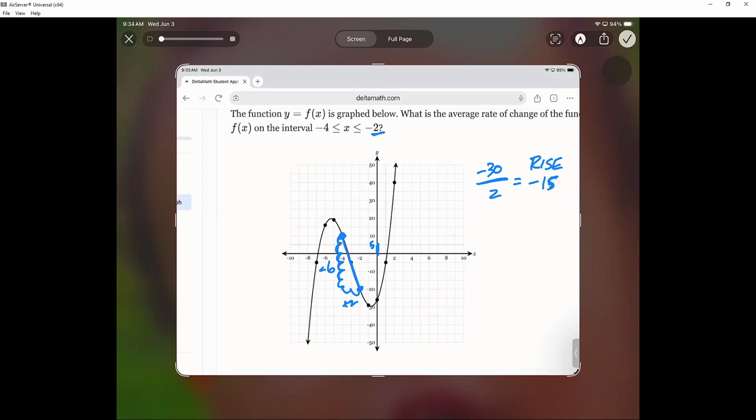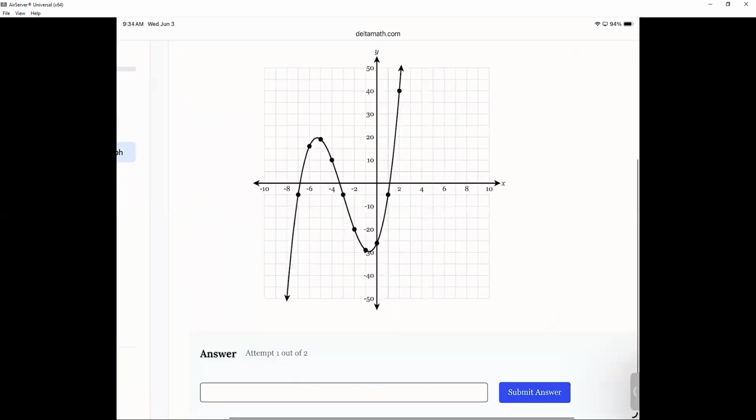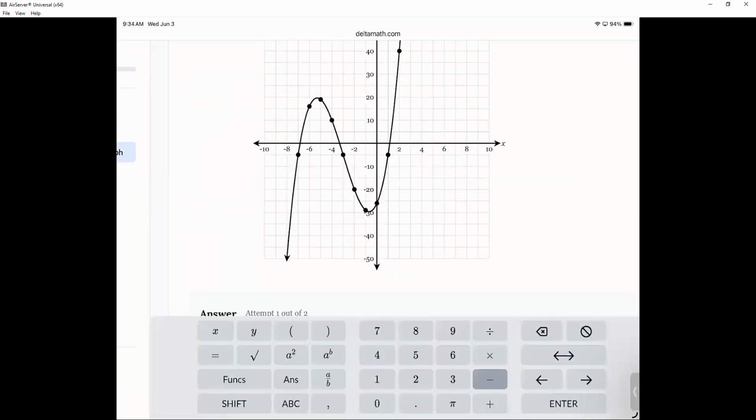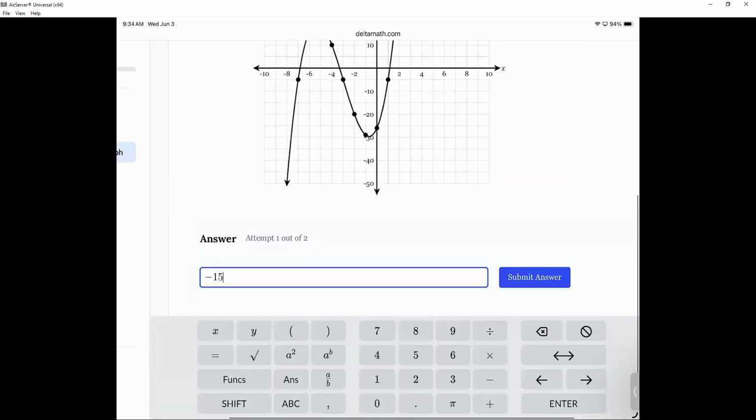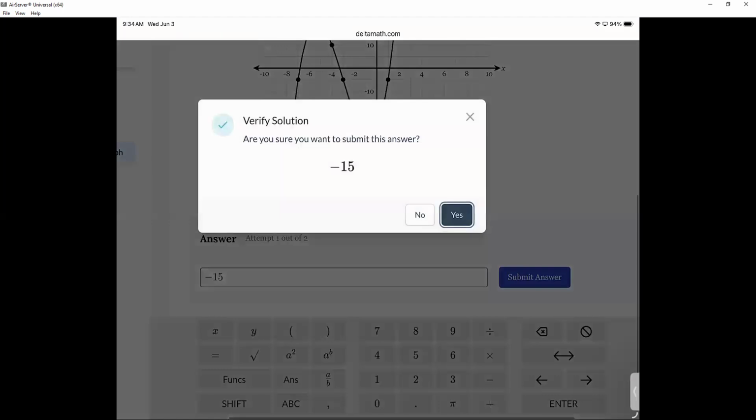So even though I went down 6 blocks, that actually works out to a negative 30. And then I'm going to run 1, 2, and these are going up by 1. So it's a negative 30 over 2. That's how I got the negative 15. So I am going to go over here and I'm going to put in a negative 15. And then I submit it and it says, nice job.